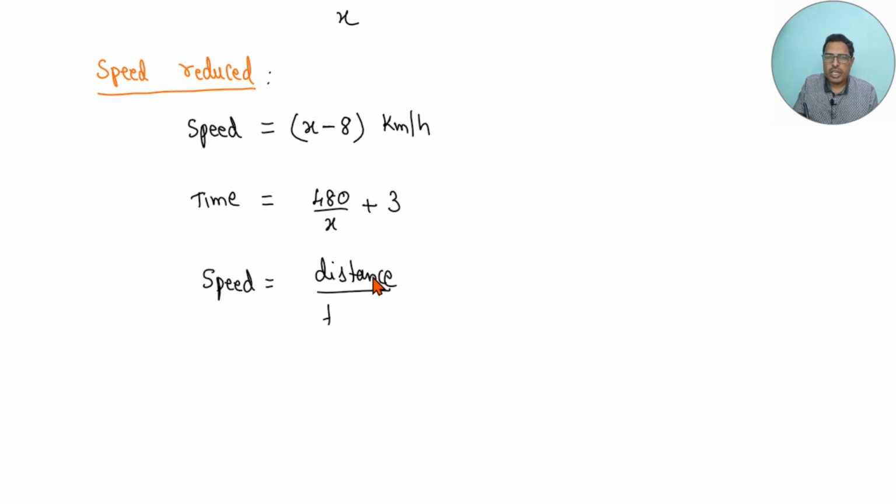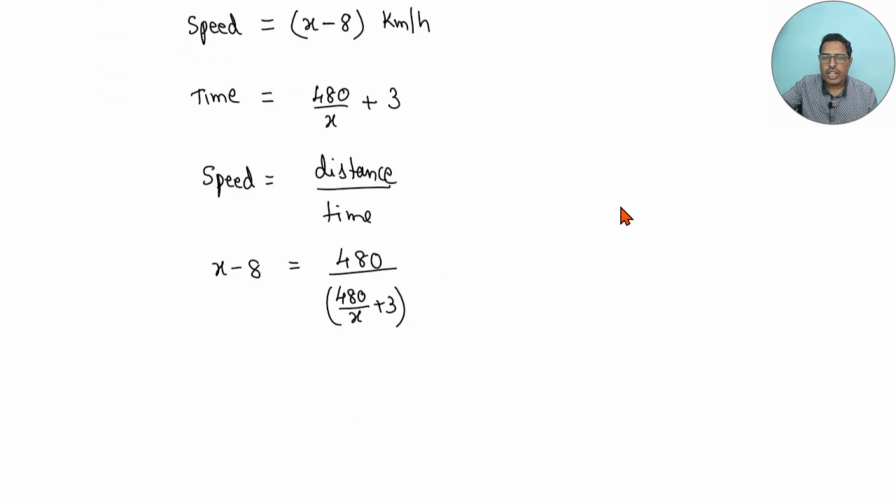Distance divided by time. The distance traveled is the same, 480 kilometers, divided by the time taken, which is 480 by x plus 3. That is the time taken. And what is the speed? The speed is reduced, so it is x minus 8. Let us try to simplify this one.